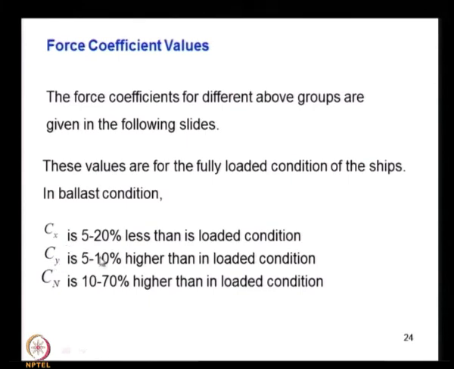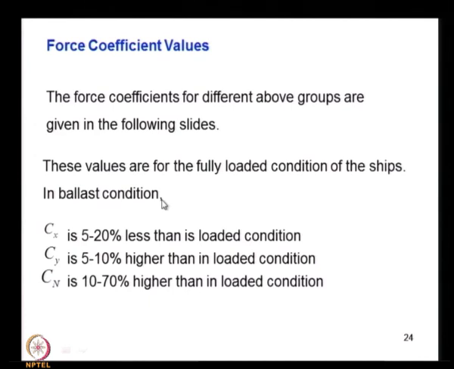Cy is going to be more because of more exposed area and the blockage is more along the length. The streamlining is not there in that longitudinal plane. So, that is 5 to 10% more, and naturally because of that the Cn also goes up, it goes up 10 to 70%, that is very high. So, these are the things which occur. So, you have to make a correction for these values when you consider the ship operating in ballast condition.